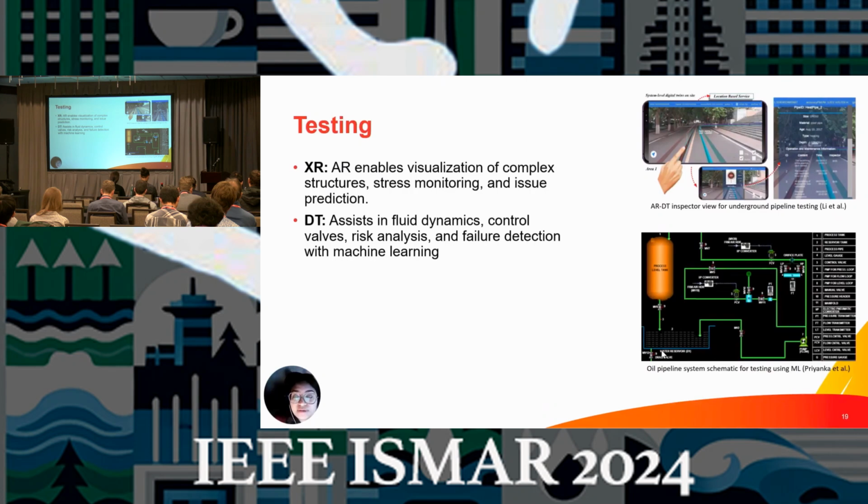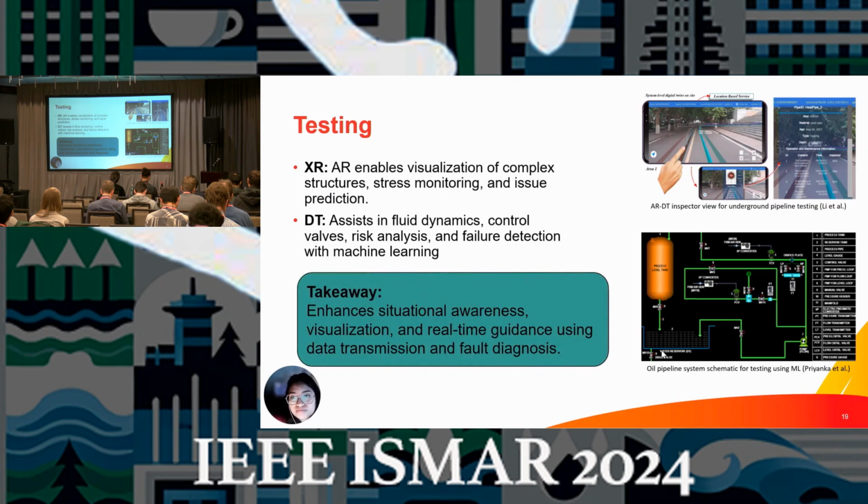Lastly, in testing applications, Lee et al. used augmented reality digital twin systems with Boolean fiber optic sensors to assess and predict underground pipeline safety through an augmented reality interface. Similarly, Priyanka et al. used digital twins combined with machine learning and prognostic algorithms to predict risk rates in oil pipelines, enabling timely failure detection and control through wireless communication. These innovations enhance situational awareness, visualization, and real-time guidance using data transmission and fault diagnosis.